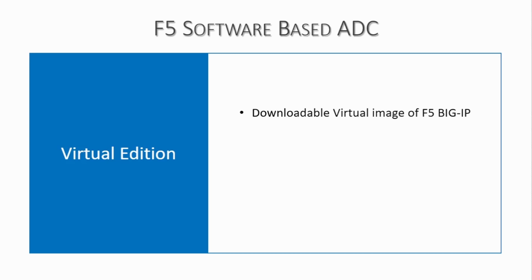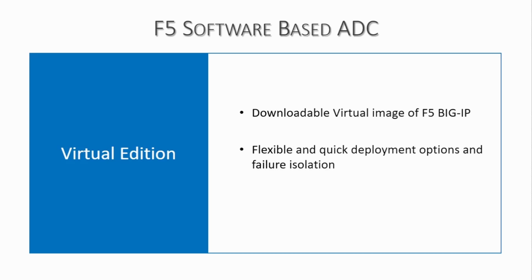Then you get a license and deploy the virtual image on a virtual environment like VMware. It provides a lot of flexibility. You can decide what modules to provision or enable. For example, if you want this Big IP to run only LTM or LTM with ASM and so on. But you need to have the required amount of resources like CPU and memory. It also has flexible, quick deployment and failure isolation, so deploying the virtual edition is not very complicated. And it also has the flexibility to run in cloud environments like Amazon Web Services or AWS.